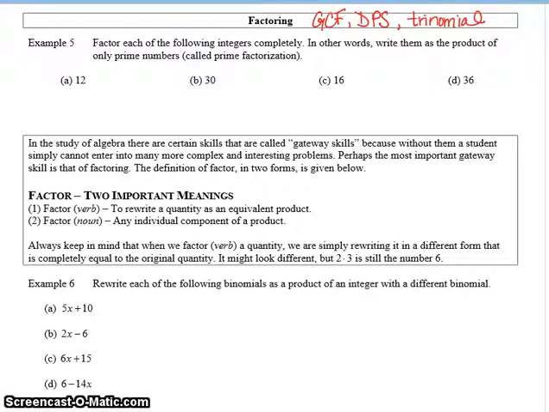Okay, so this first one takes you back to literally like middle school. We probably haven't done this in a very long time. It says factor each of the following integers completely. In other words, write them as a product of only prime numbers. This is also called prime factorization.